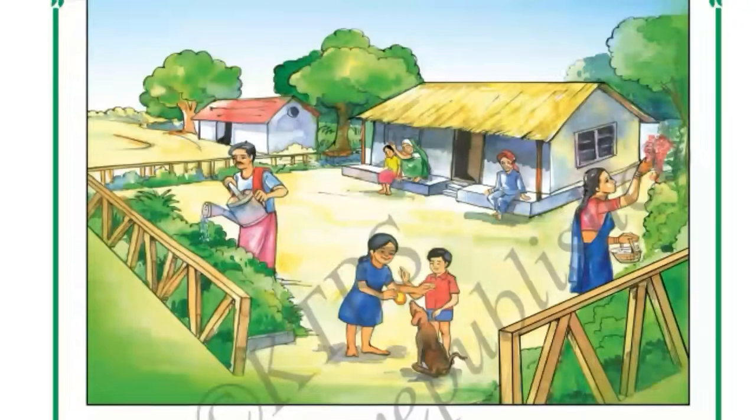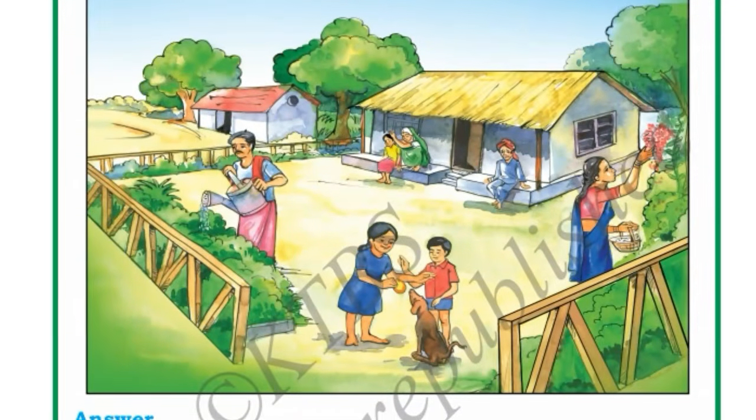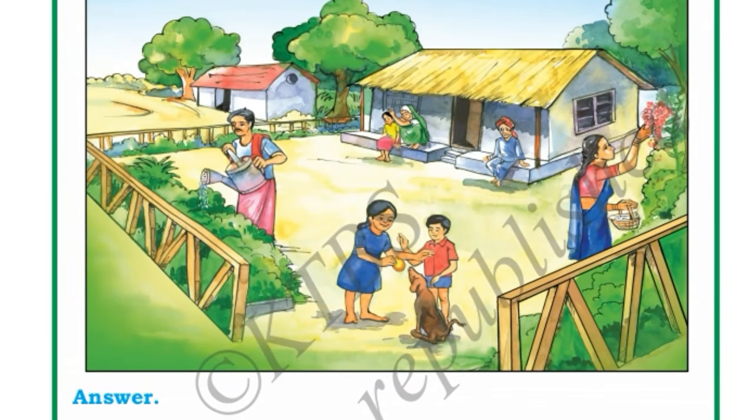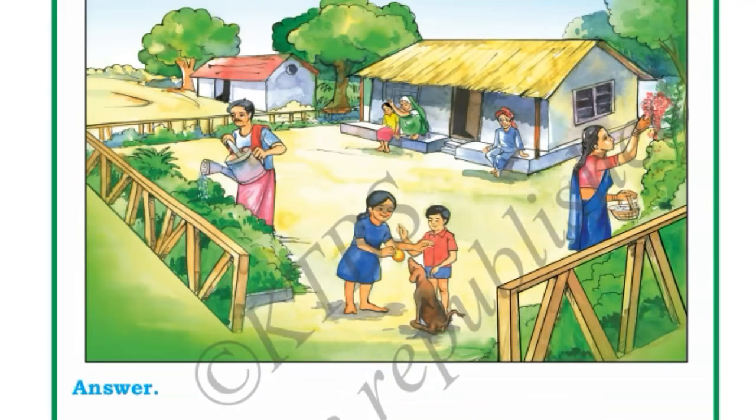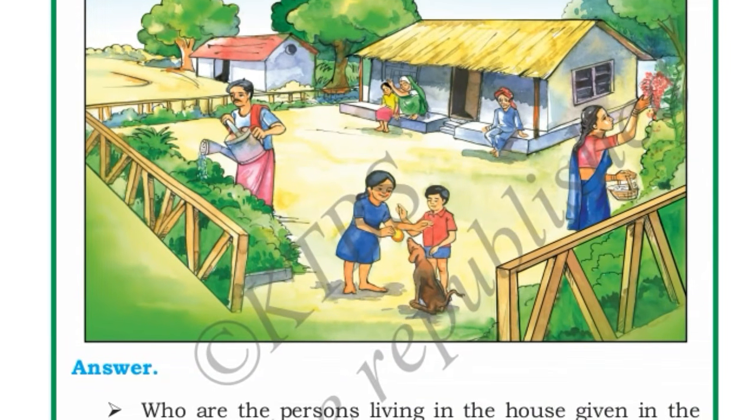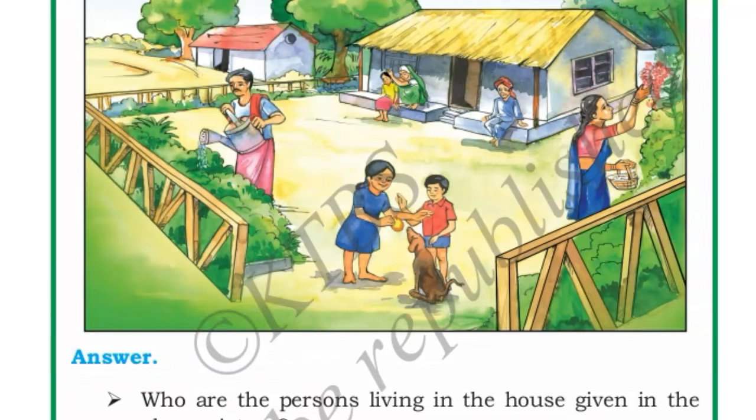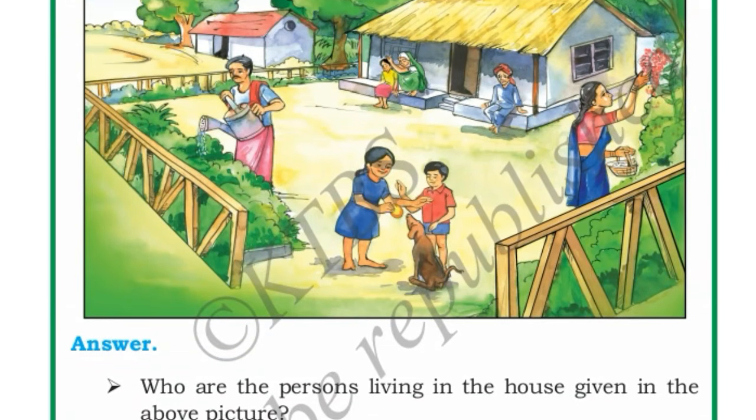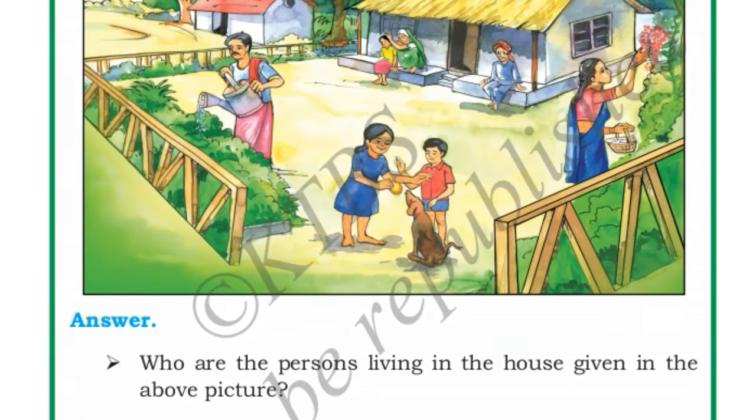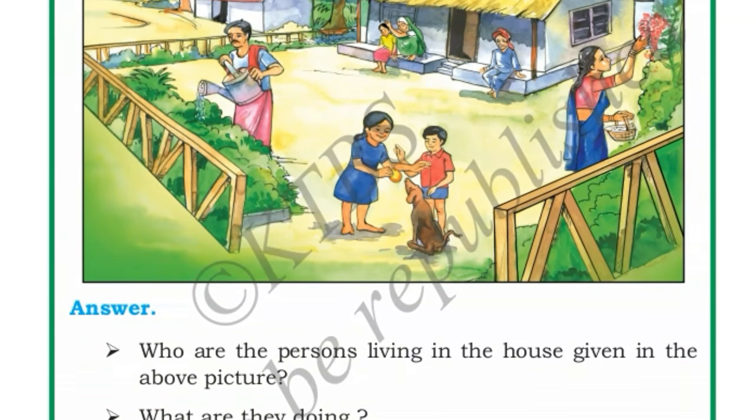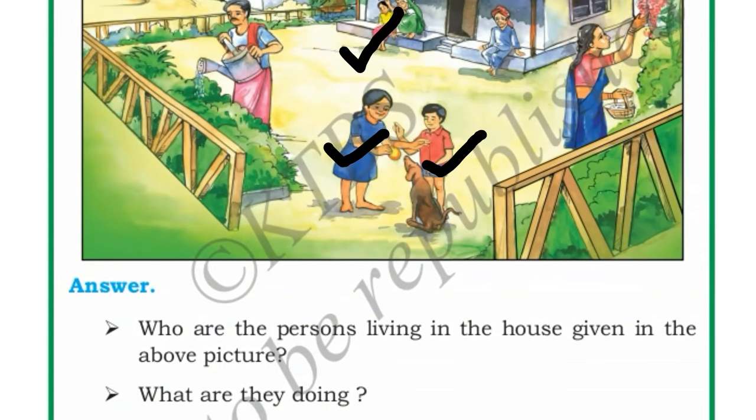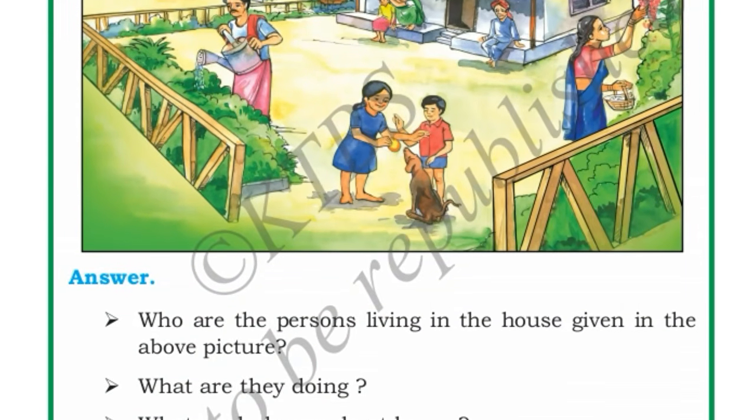Okay, see this, children, in the picture. What can you observe in this picture, children? You can see the different family members in the picture, and all of them are doing different types of work, right? So by seeing this, let us answer the following question. Who are the persons living in the house given in the above picture? You can see father, mother, grandfather, grandmother, brother and sisters, right? So they all are living together.